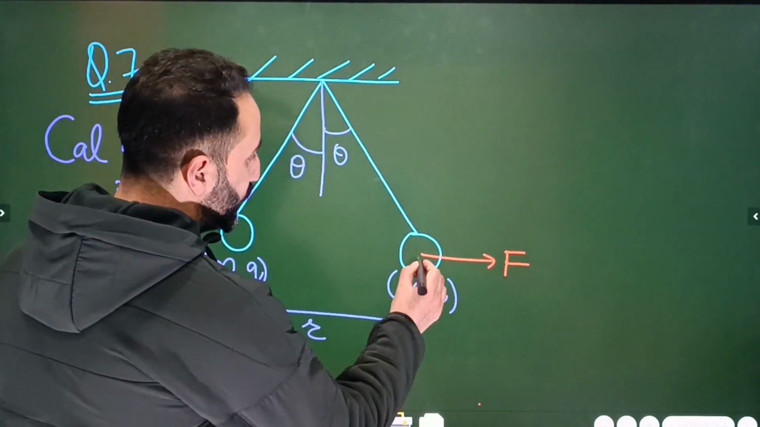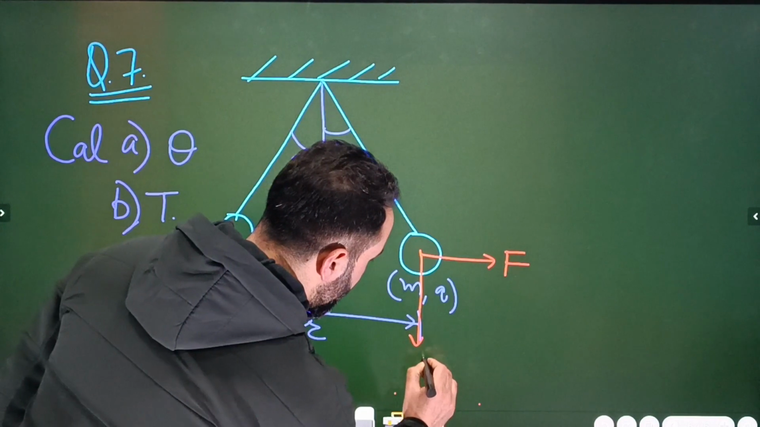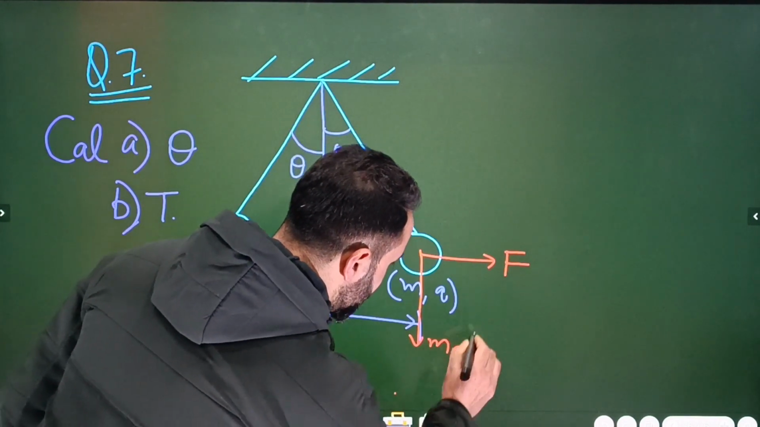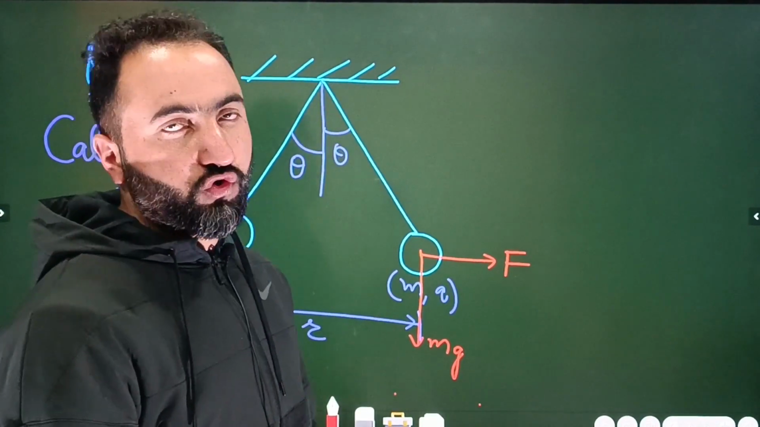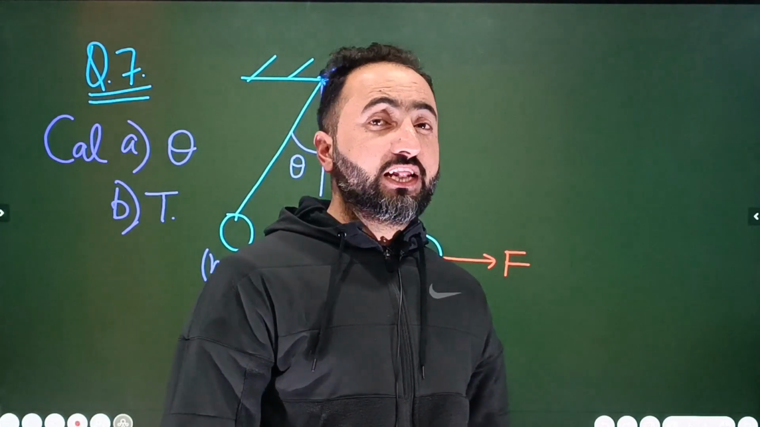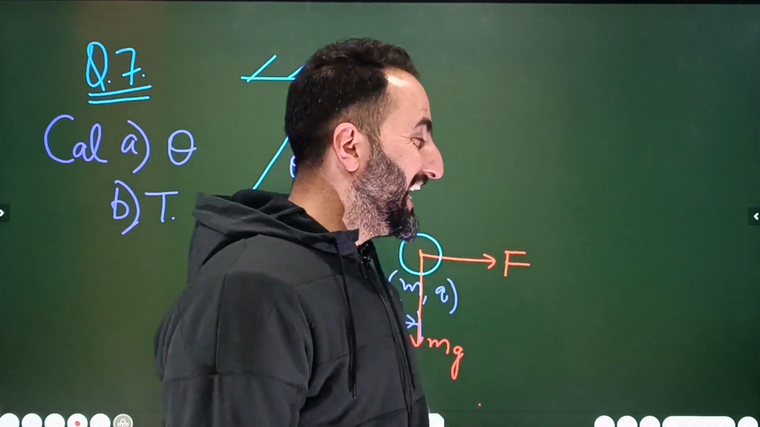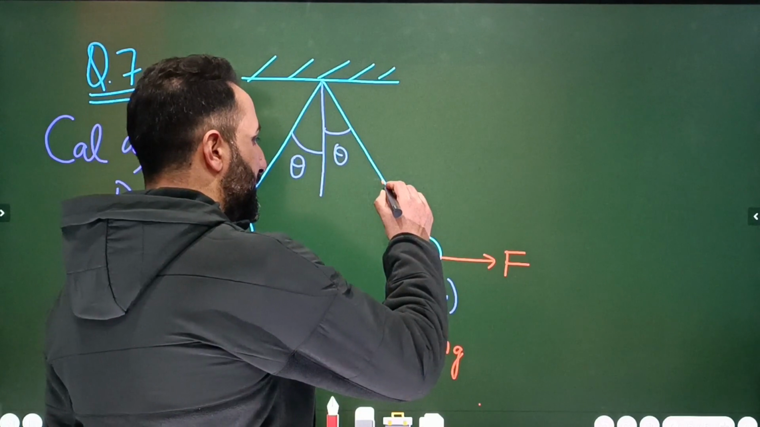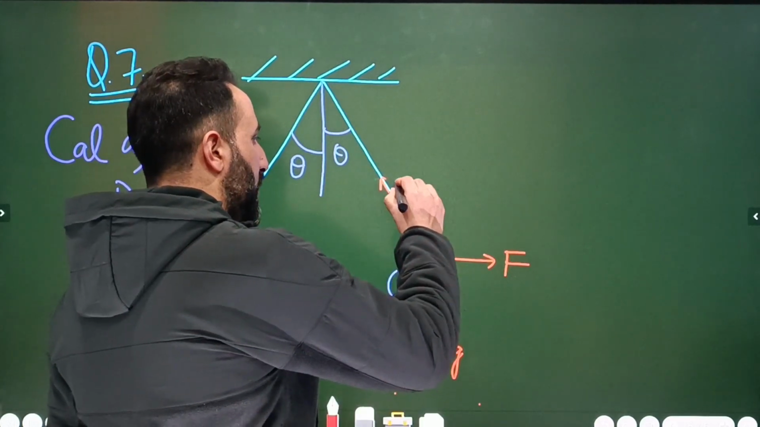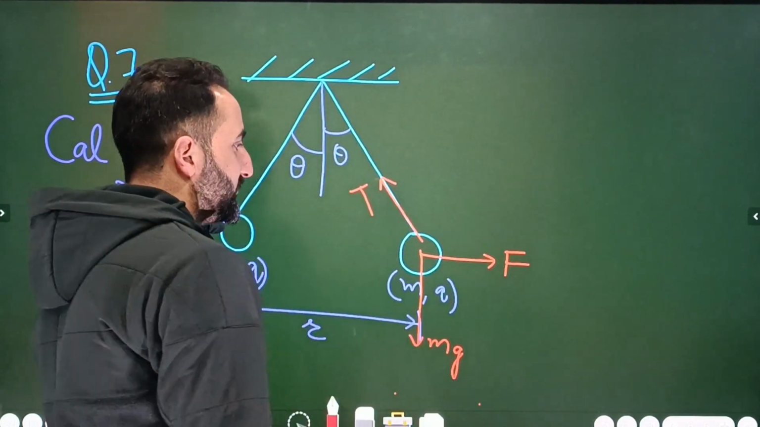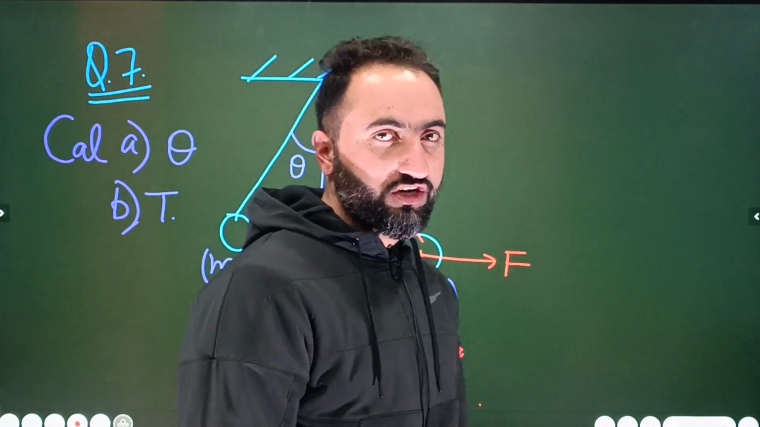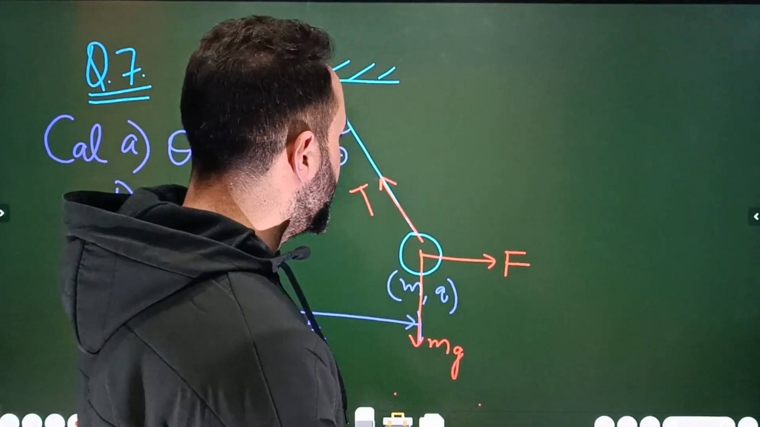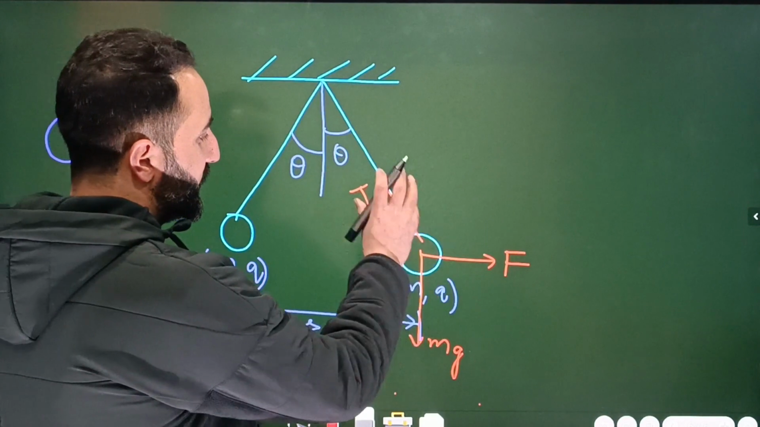So that is point number 1. Point number 2 is that there will be one more force, the gravitational force or the weight of this particle, which is equal to m multiplied by g, in the downward direction, obviously. And then there is one more force, the tension in the string. The tension in the string is always along the length of the string like this. So there are 3 forces on this particle.